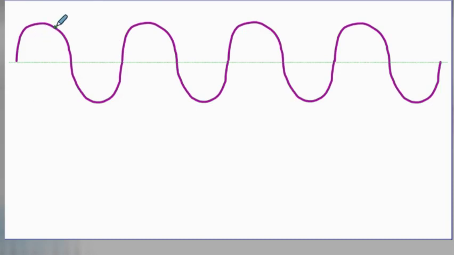The particles basically stay where they are. So this piece of the, let's say it's a string, will move up and down, but that piece of the string doesn't end up over here later. It stays right where it was, just moving up and down and oscillating.